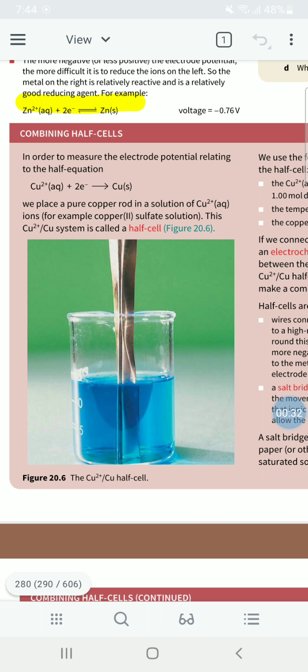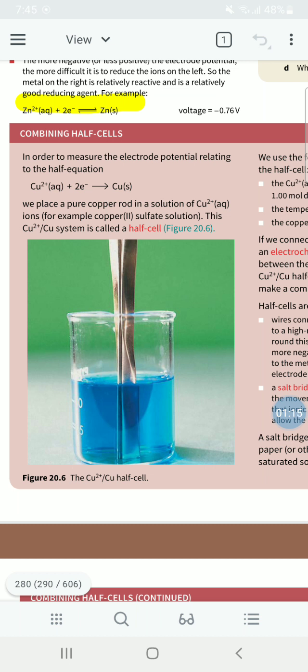involved in the process. In order to measure the electrode potential relating to the half equation, Cu2+ (aq) + 2 electrons becomes Cu (s). So once again remember, the ions and electrons would be on the left hand side because this refers to the reduction equation. We place a pure copper rod in a solution of Cu2+ (aq) ions. So Cu2+ (aq) ions means some chemical that contains copper ions, for example, copper 2 sulfate solution. This Cu2+/Cu system is called a half cell.